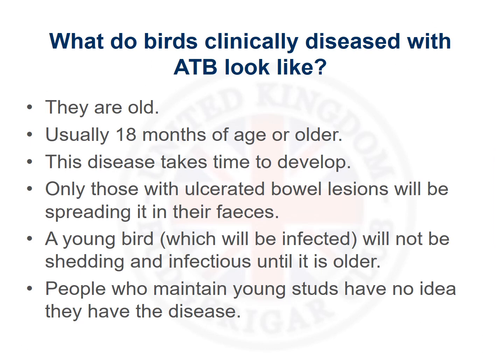So if you've got ATB, what do you look like? Well, you're generally old. That's over 18 months. It's taken time to develop. You're not suddenly sick. You've been sick over time. If you've got ulcerated bowel lesions, you're the one spreading it, and you're probably also the sick one. The young birds which are infected probably aren't shedding an infection until they're older, because they've got to become lesioned to spread this condition. And if you're maintaining young studs, you've no idea you've got the disease, you've never looked, you've never found out, and you are merrily spreading it around to everybody else.